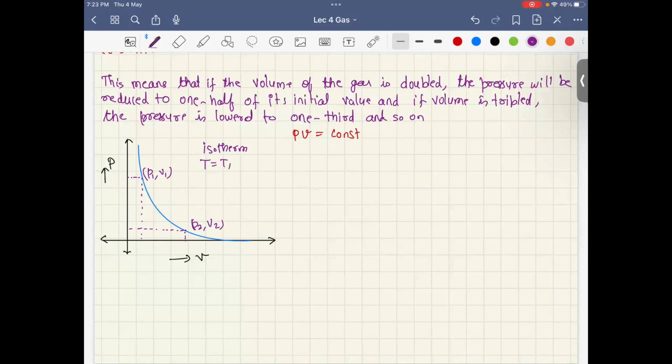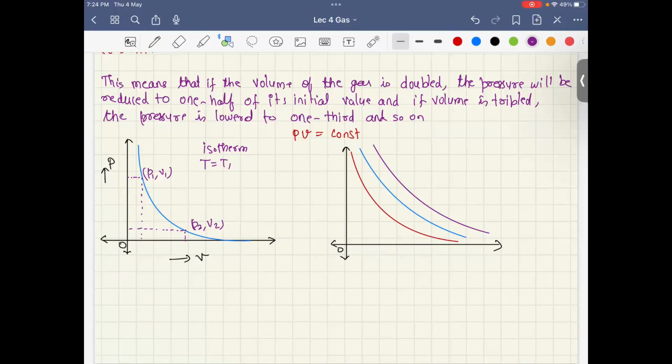Now if we want to plot for different temperatures, what we can have is like this. So this is the origin. As we are going, what is going to happen is temperature is increasing. That means let's say this is at T3, then this is at T2, this is at T1. What does that mean? This means that T3 is greater than T2 is greater than T1, right? And this is nothing but pressure versus volume. Note that here what we have is pressure versus volume, right?